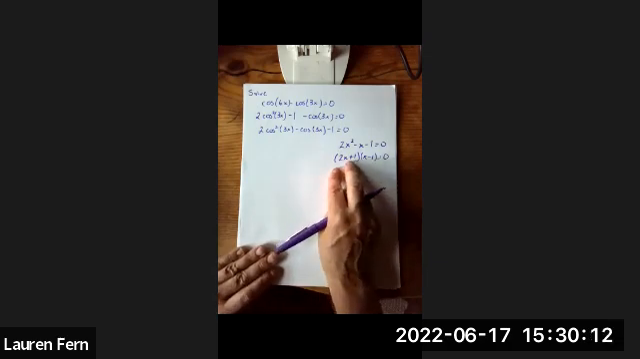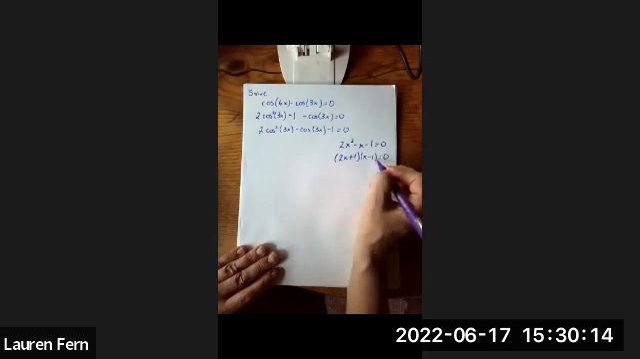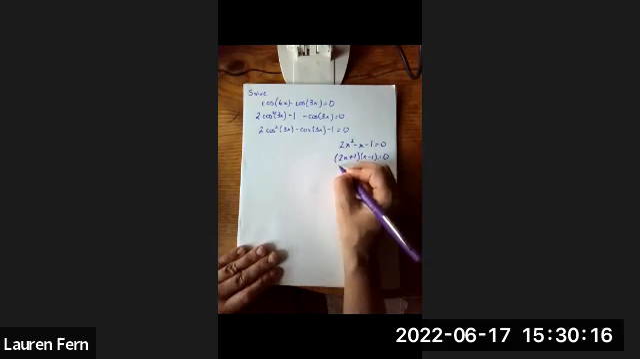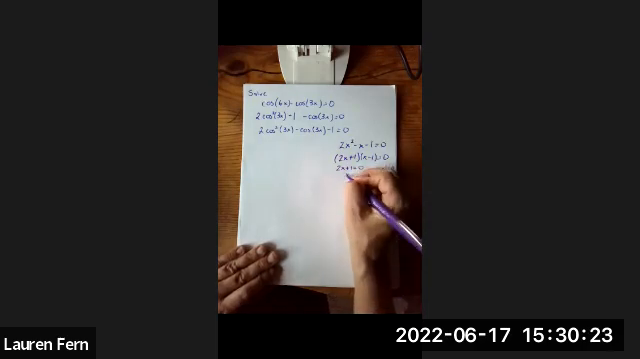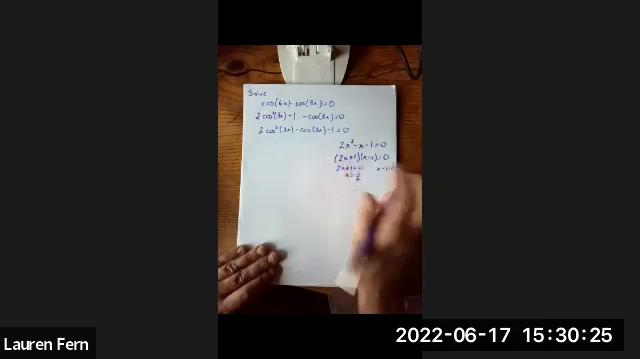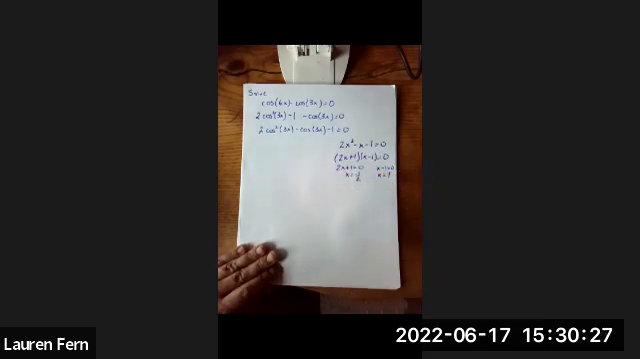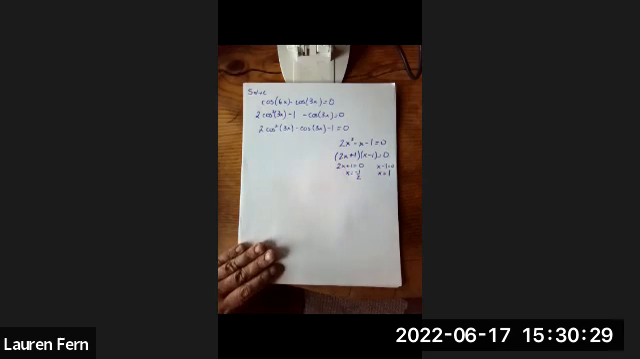So what do I have then? Well, I've got the product of two things equal to 0. So either 2x plus 1 is 0 or x minus 1 is 0. This gives us x is negative 1/2, and this gives us x equals 1.